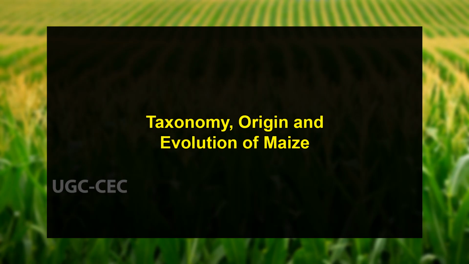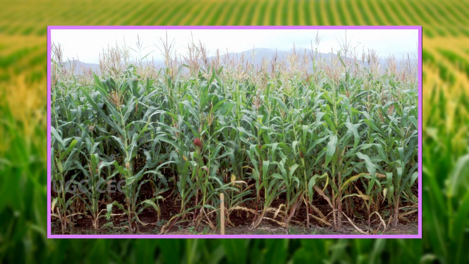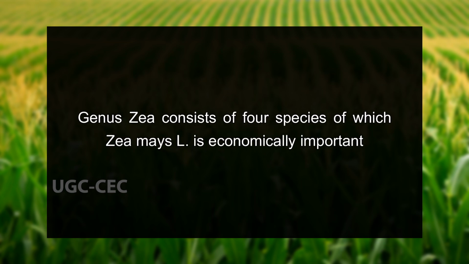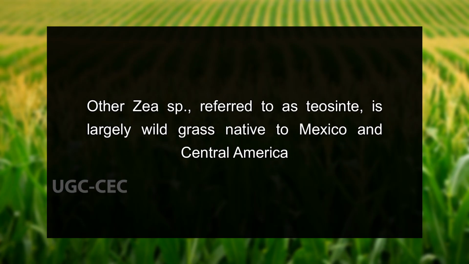Now, we shall talk about taxonomy, origin, and evolution. First, taxonomy. Maize belongs to the tribe Maydeae of the grass family Poaceae. Zea was derived from an old Greek name for the food grass. The genus Zea consists of 4 species, of which Zea mays is economically important. The other Zea species, referred to as teosinte, is largely wild grass native to Mexico and Central America.